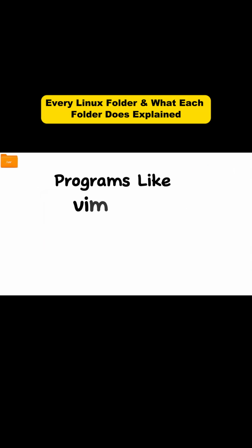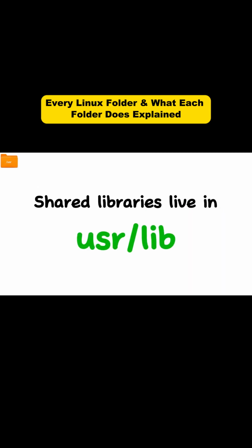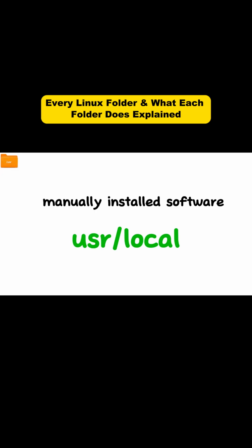usr directory. Despite its name, usr contains most of the software installed on the system. Programs like Vim, GCC, Python, curl, and many others are stored in usr/bin. Shared libraries live in usr/lib, documentation and icons are placed in usr/share, and manually installed software often goes into usr/local to keep it separate from package-managed applications.